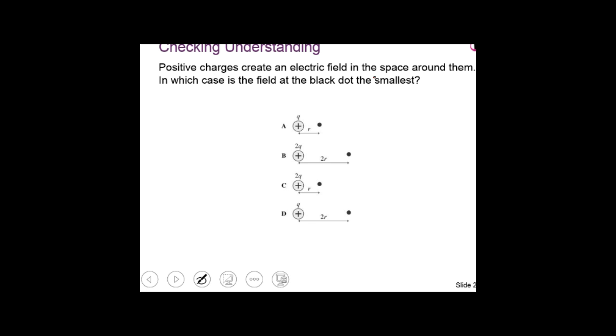In which case is the field at the black dot the smallest? Right? And so, at which case is the field at the black dot the smallest? So I have two situations where I've got a +1 charge, and two situations where I've got a +2 charge. Right? And I need to think about where the electric field is the smallest.